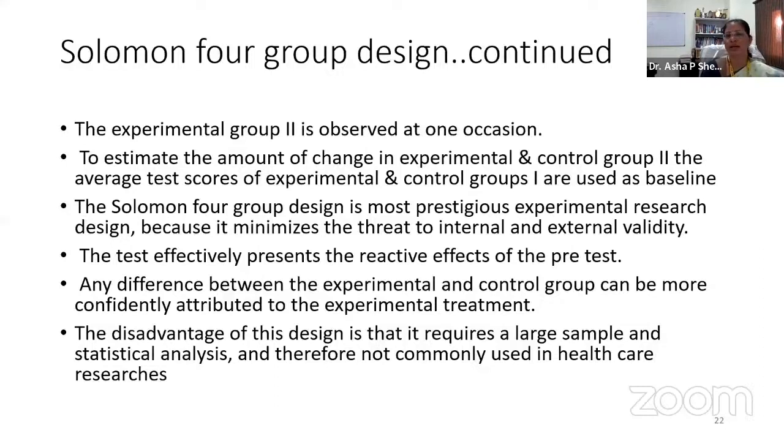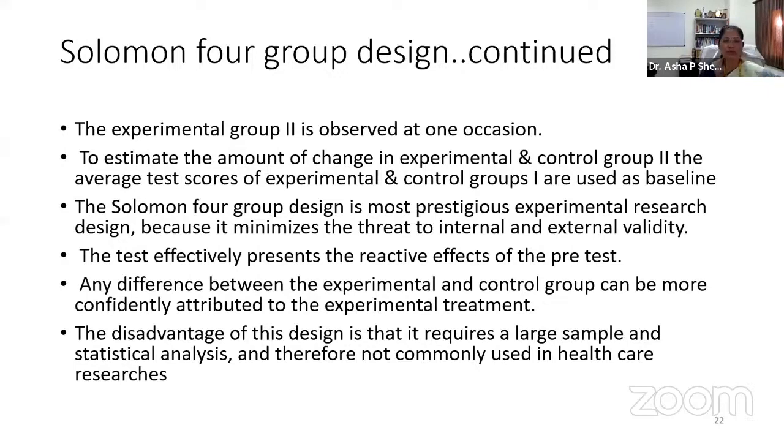The difference here is that there is a pre-test in one and there is no pre-test in the other. The Solomon 4 group design is the most prestigious experimental research design, and it minimizes the threat to internal and external validity. But it is very rarely used in our nursing studies, and in my experience I have seen only one study where the Solomon 4 group design has been used. The design effectively controls the reactive effects of the pre-test, because we have 4 groups, so that reactive effect is taken care of.